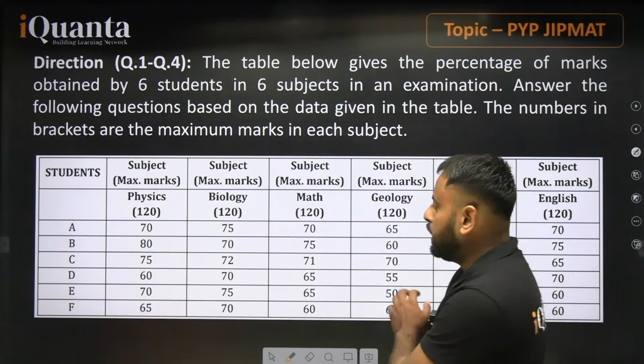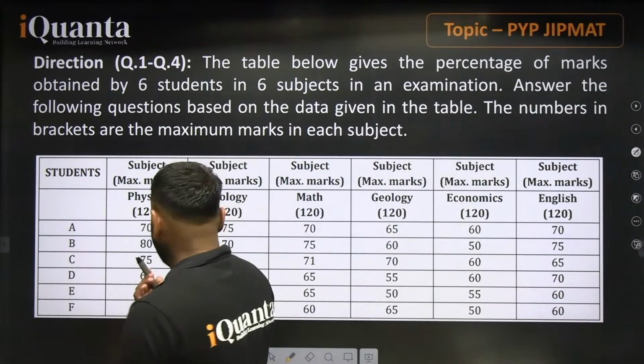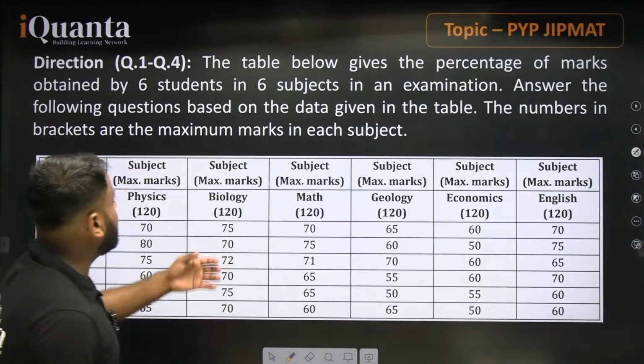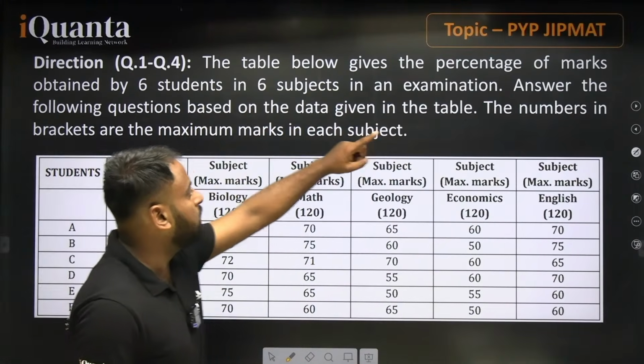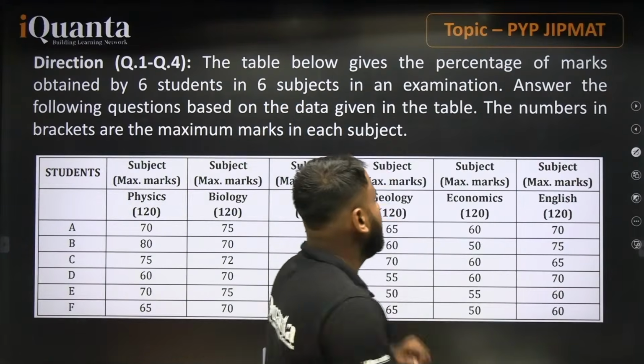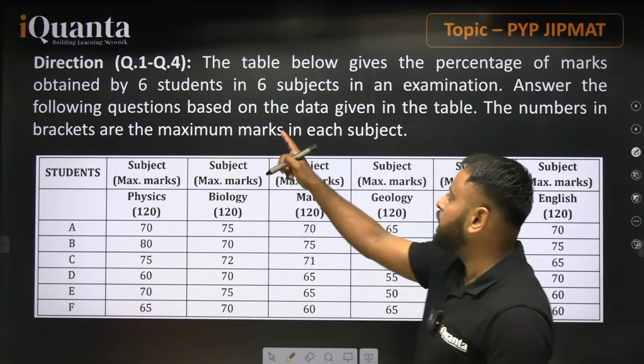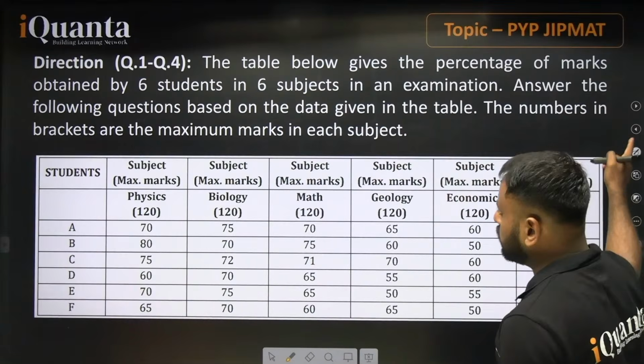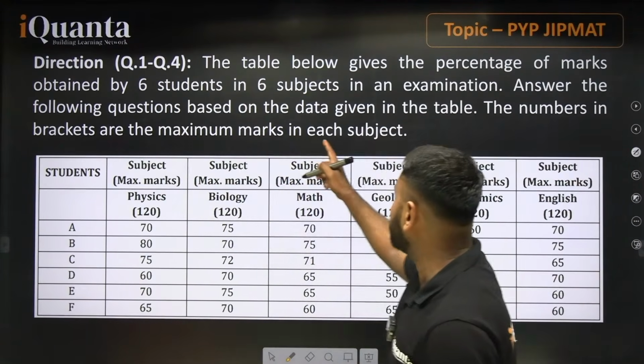So let's talk about this particular portion. What the important thing is in this question: the statement says that the table below gives the percentage of marks obtained by 6 students in 6 subjects in an examination. Answer the following questions based on the data given in the table. The numbers in brackets are the maximum marks in each subject.